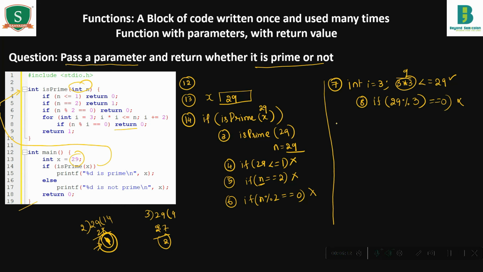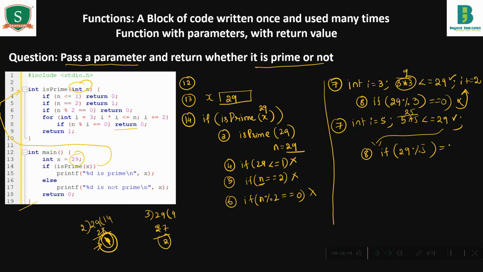Instead of that, it goes to the 7th statement again. When it is going to the 7th statement, it updates the i value by adding 2. Now i is equal to 5. Then 5 multiplied by 5, that is 25, less than or equal to 29. The condition is true. Since the condition is true, it enters inside the loop. 8th statement, i value is 5, 29 modulo 5 is equal to 0 or not. We are checking the condition here. So 29 by 5, 5 5s are 25, 4 is the remainder.